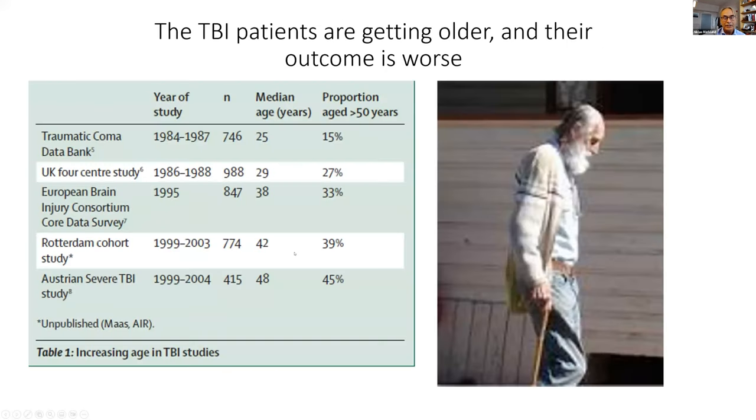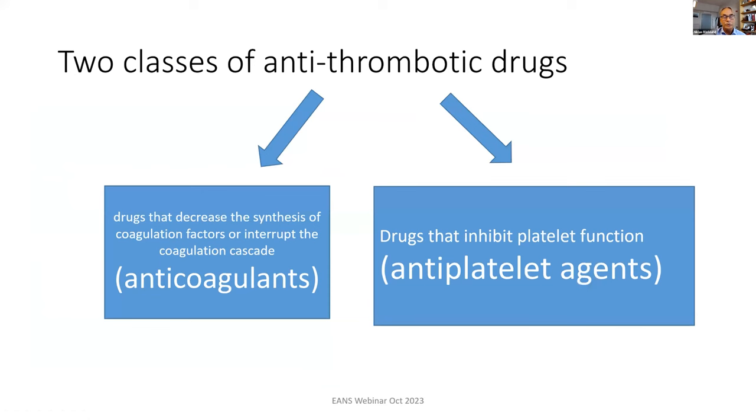And as you know, a key issue in TBI these days is that we have many elderly patients, the cohorts are getting older almost by each year. And of course, there are a lot of antithrombotic drugs. And just in general, we have two classes of antithrombotic drugs, anticoagulants and antiplatelet agents. And this will be addressed in this webinar.